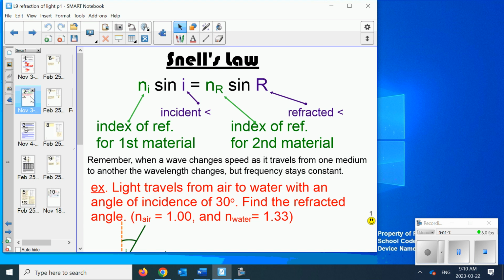And I know in grade 10, it doesn't matter what math you took, whether it's workplace or foundations pre-calc 10, you did sines and cosines. So this formula has an index of refraction for the first material, incident. That's why I use an I. And then we have an incident angle. The second material, the refracted one, and then the refracted angle is what goes into the sine.